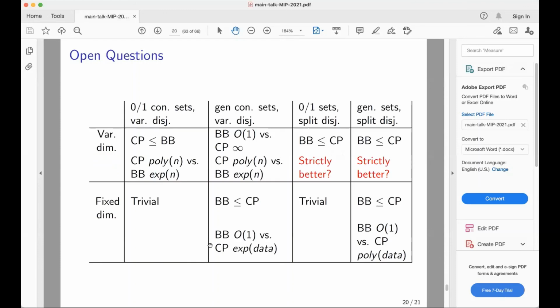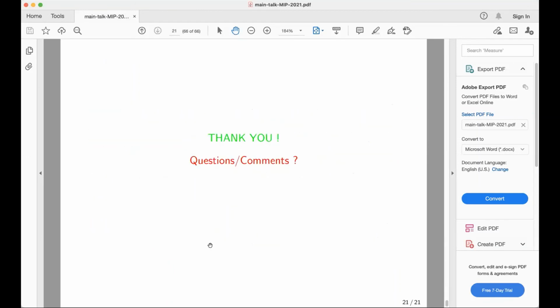This was an open question, like I said: show that branch and bound based on splits is strictly better, or exponentially better, than split cuts. And let me just stop there.